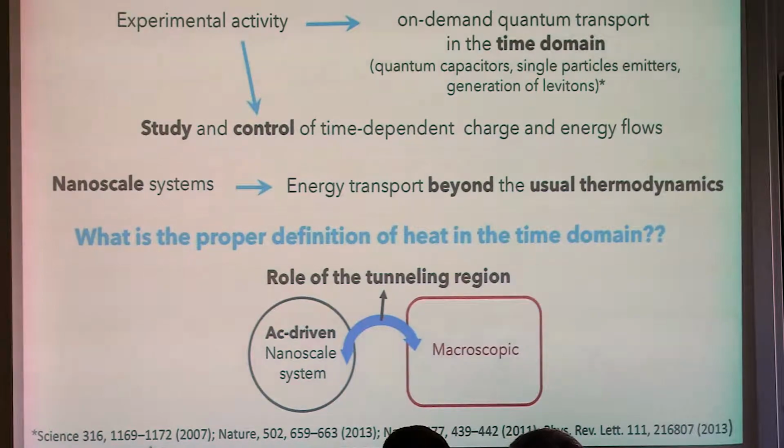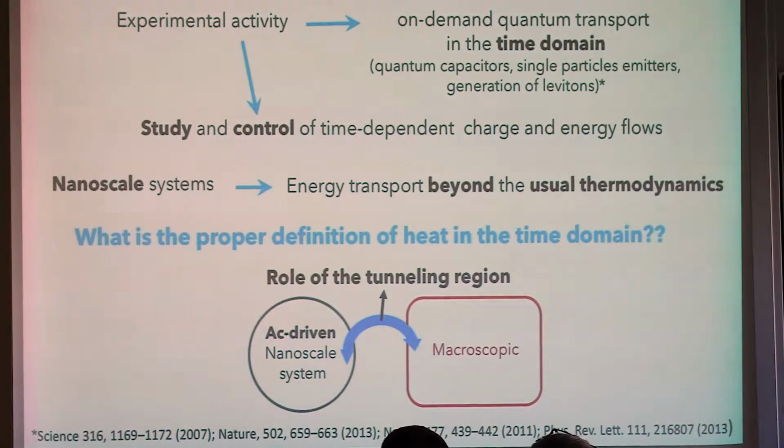This is something that is very important in this talk, that we will focus on the study of charge and energy flows in the time domain, when we want to study the charge and the heat as a function of time. So the typical systems are composed of some nanoscale component confining a small number of particles in contact with macroscopic reservoirs, and they are driven out of equilibrium by the application of some AC driving.